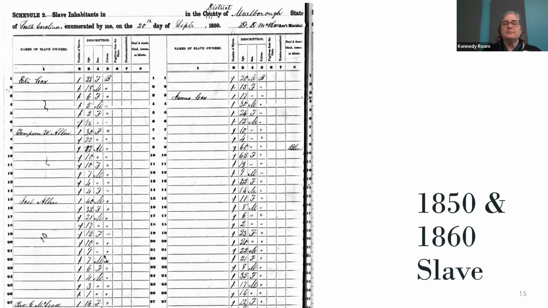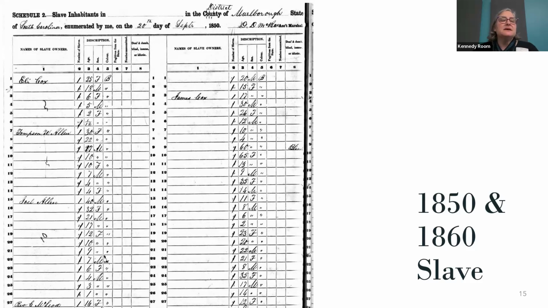So I just blew up the 1850 schedule a little bit larger. And you will see it is the name of the owner. Now, I have seen where it's the name of the overseer or the manager of the property. But typically it is the owner. Sometimes it is the executor if an estate is in probate and pending.